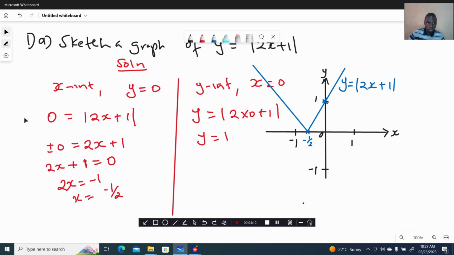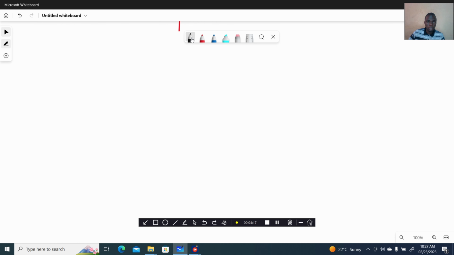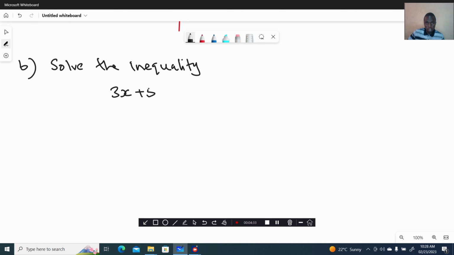So I'm going to solve part B. In part B, you're supposed to solve the inequality. We have the modulus of 3x plus 5, which is strictly less than the modulus of 2x plus 1.